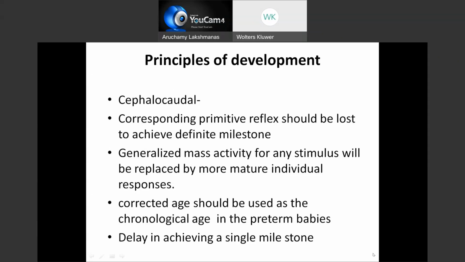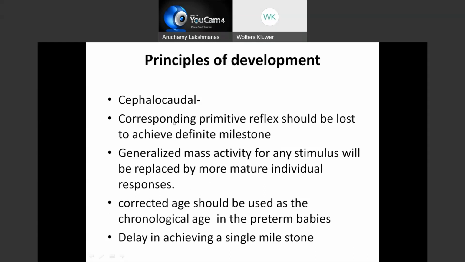So coming to the development, it is always in a cephalocaudal direction. So first there will be head control, then the baby will turn in the bed, then they will sit with support, then sit without support. So it will come in that order. When one development is not there, suppose the child is not sitting with support, the next development will not come. So always it is cephalocaudal in direction.